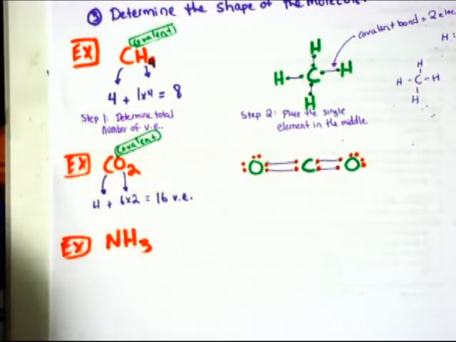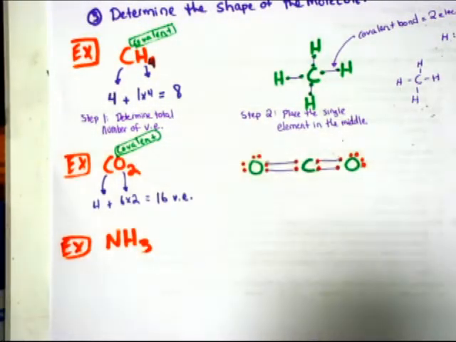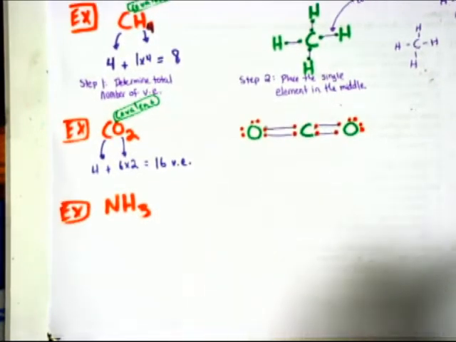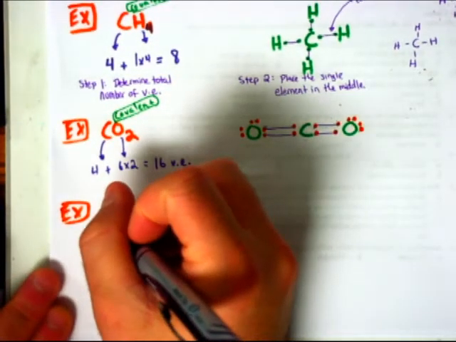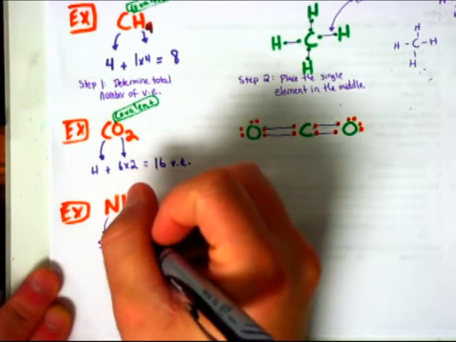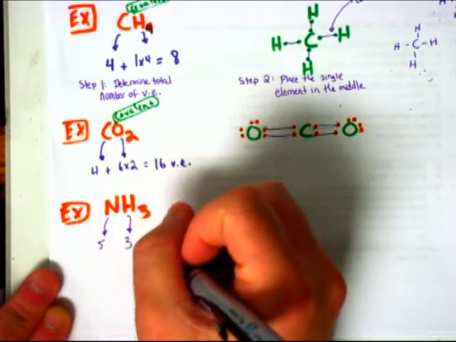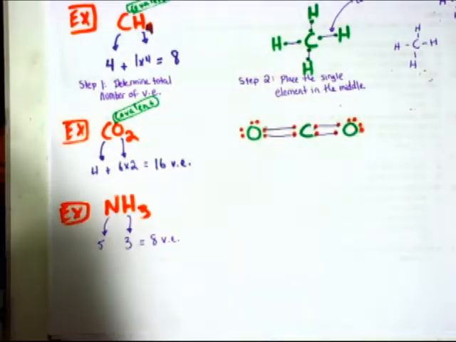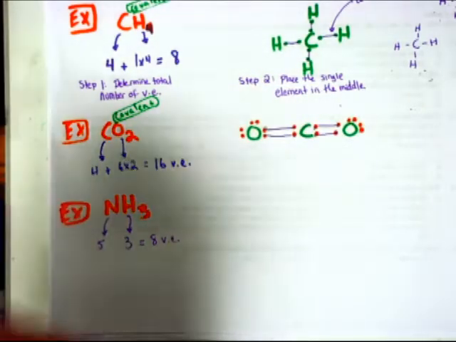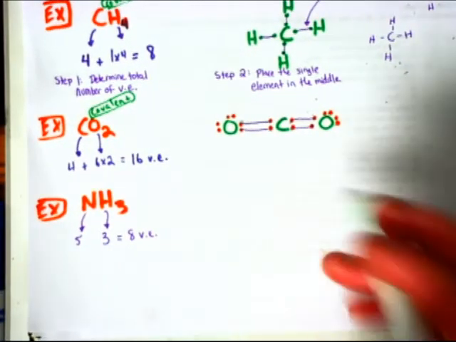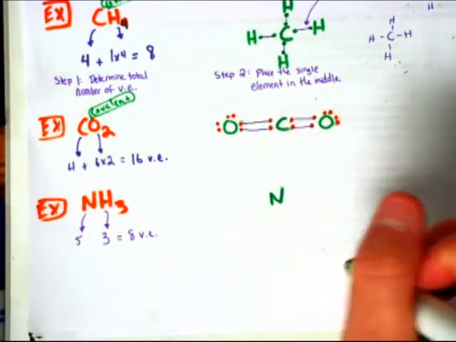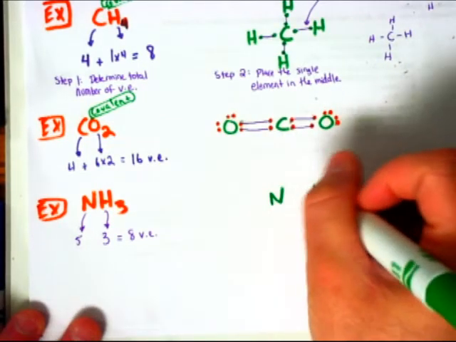Okay, so working on this problem, how many valence electrons does the N have? Five. And each H has how many? So that's a grand total of 8. So we have 8 valence electrons to use. So in step 2, what element's going to go in the middle? Nitrogen for sure, right? And we could envision having the H's around it.